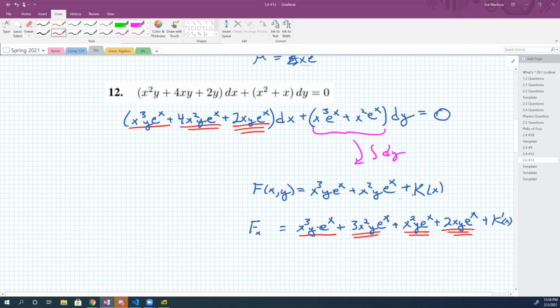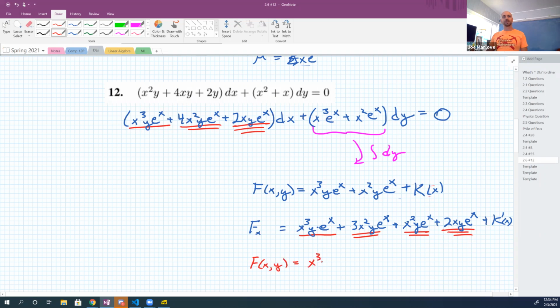All right. So this is an honest constant now. So that would tell me that f of x and y is x cubed y e to the x plus x squared y e to the x plus an honest constant. And now what am I going to do with this thing?